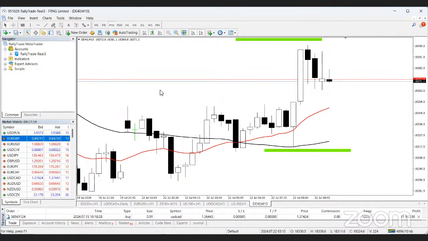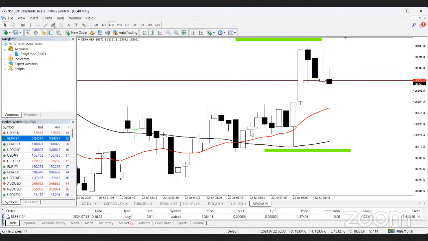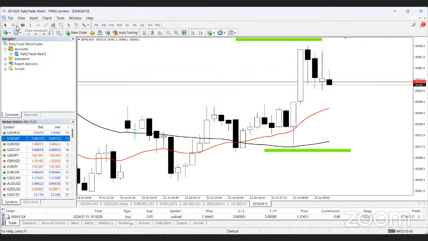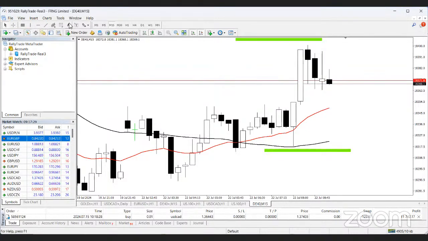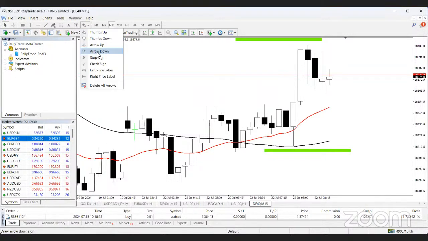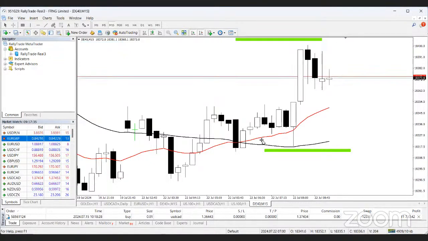Now, anytime the price does this, this moving average, let me show you what I mean. Let me use an arrow. Anytime this moving average, this red one, like right here, crosses above the black, you do nothing.